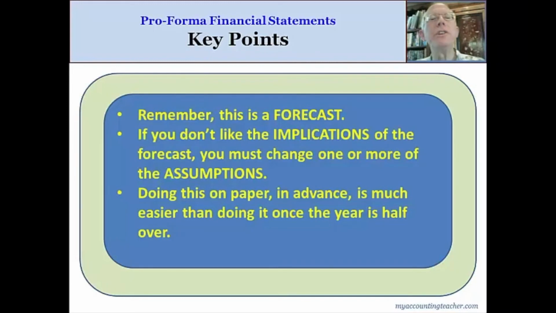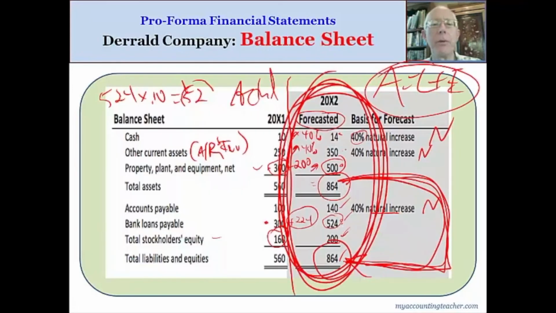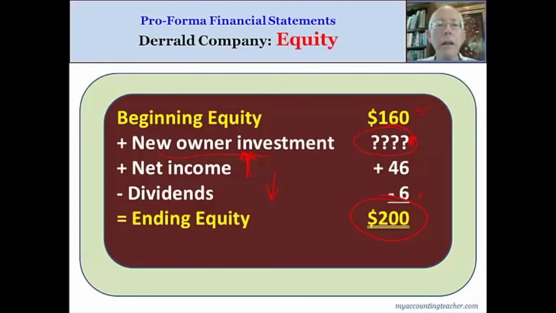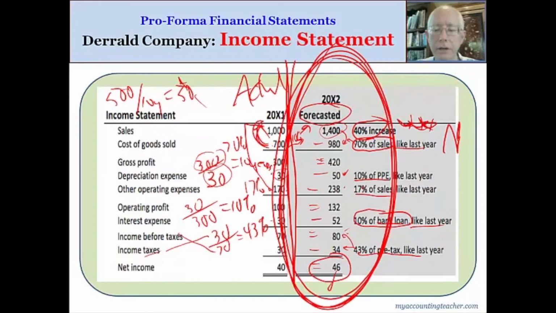All right, let's say that we don't like the pro forma financial statements that we just made. We got a pro forma income statement here. We got a pro forma balance sheet. I don't like it. That income's not high enough. That's too much borrowing, whatever. Well, remember, this is just a forecast. If you don't like that much borrowing, if you don't like net income that's that low, because take a look at it. Our sales are forecast to go up by 40%, but our net income is only forecasted to go up from 40 to 46. That's not a very big increase. We'd want it to go up more, so I don't like that.